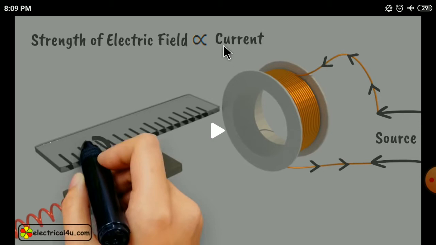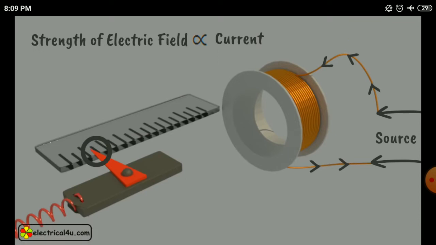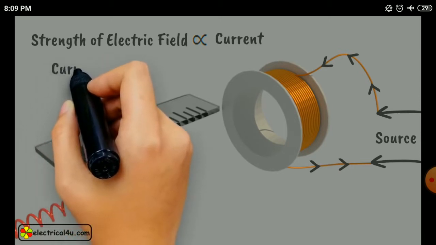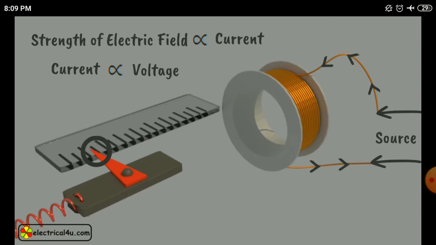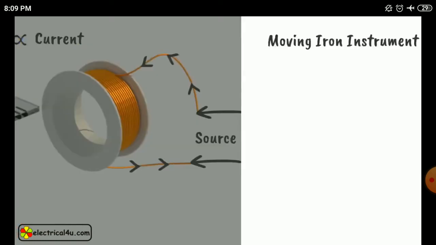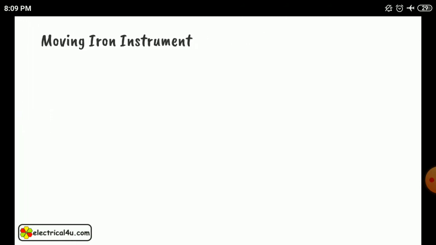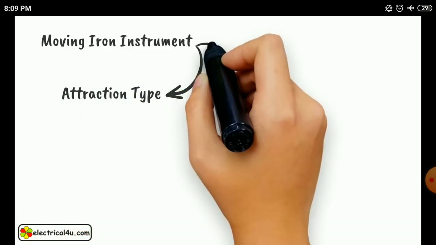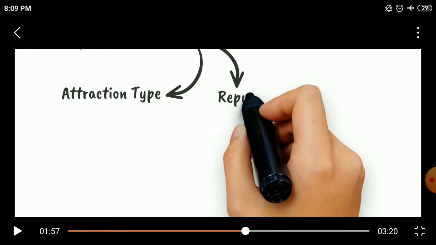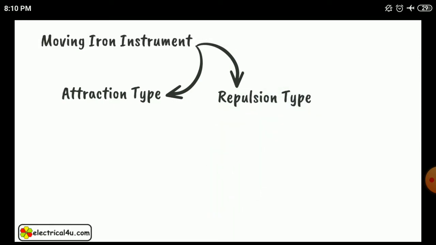Okay, the quantity of current in the circuit. Here it indicates how much current is supplied by the source. As the current is proportional to the voltage of the source, it can also measure or indicate the voltage of the source. The moving iron instrument is mainly classified into two types. One is the attraction type instrument, and the other is the repulsion type instrument.